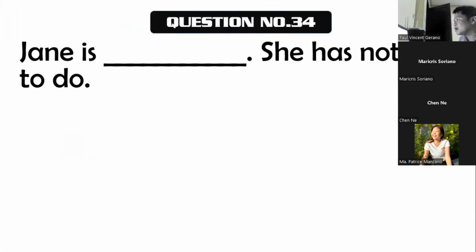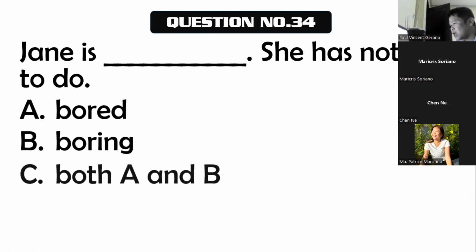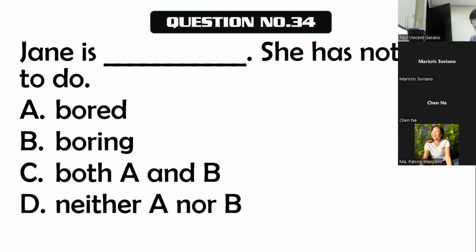Next, 34. Jane is blank. She has nothing to do. A, bored. B, boring. C, both A and B. D, neither A nor B. What's the answer? Jane is blank. She has nothing to do. A, bored. Correct.